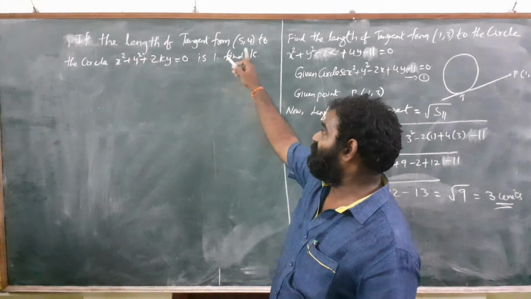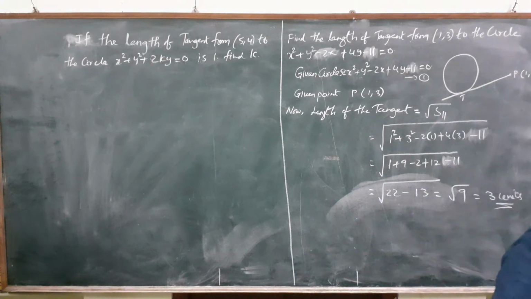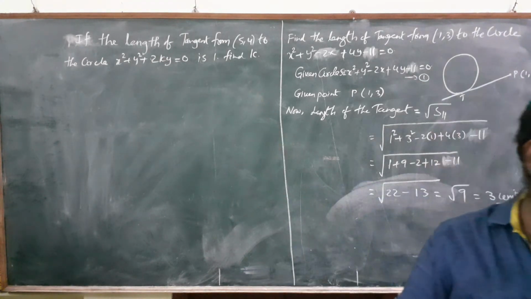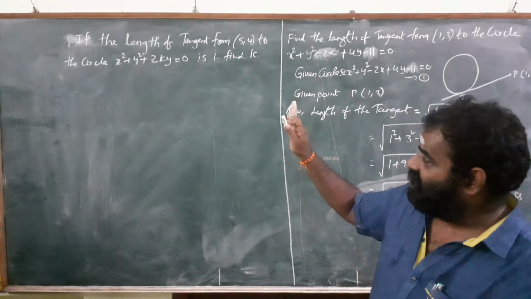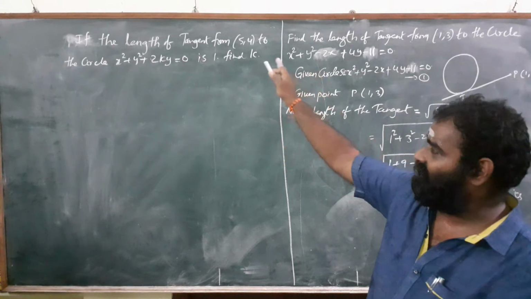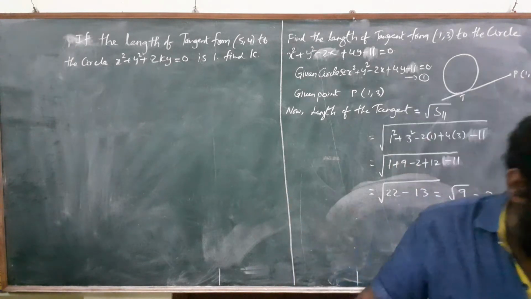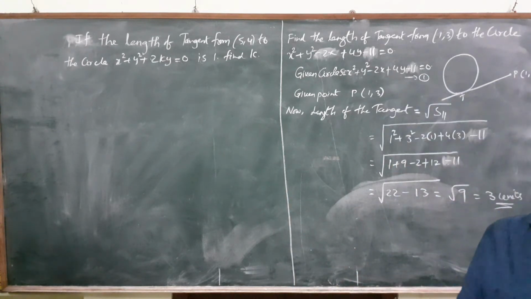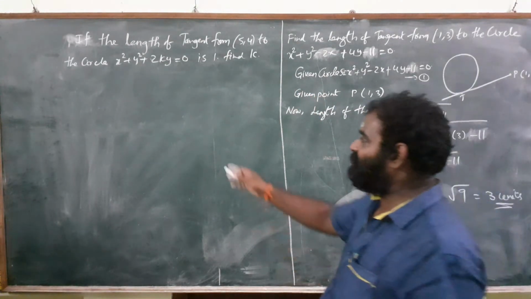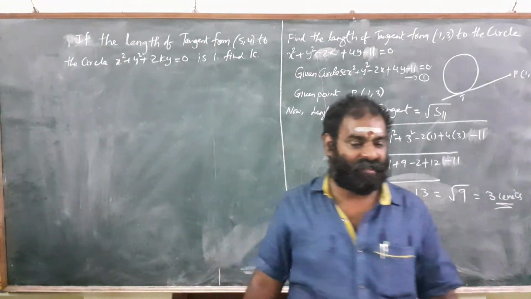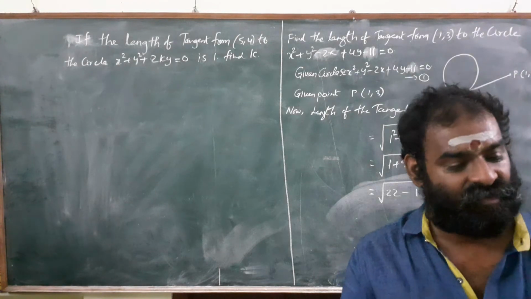If the length of the tangent from (5, 4) to the circle, so there is a point (5, 4) and there is a circle S identical to 0. What the problem says is, the length of the tangent from (5, 4) to that circle is 1. So the length of the tangent is also given. Then they asked, find the value of k. What is that k? This is a term in the circle here. So you have to find the value of k by using length of the tangent is 1.